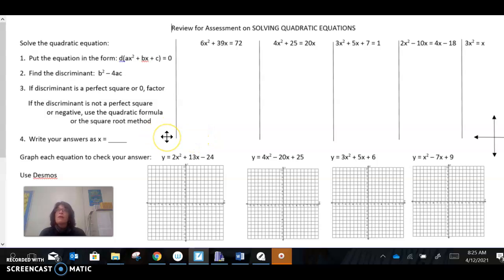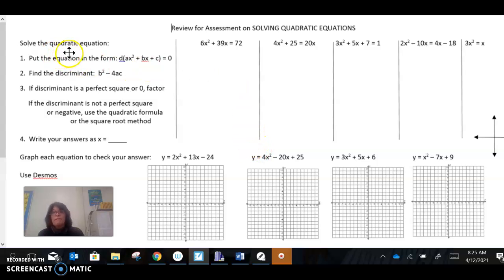Hey, Algebra 2, we are not learning anything new this week. We are only reviewing for our test next week. Okay, so I have this little graphic organizer which will help you keep things in order. We're going to be working through this in class, but I wanted to get you started with it, okay?